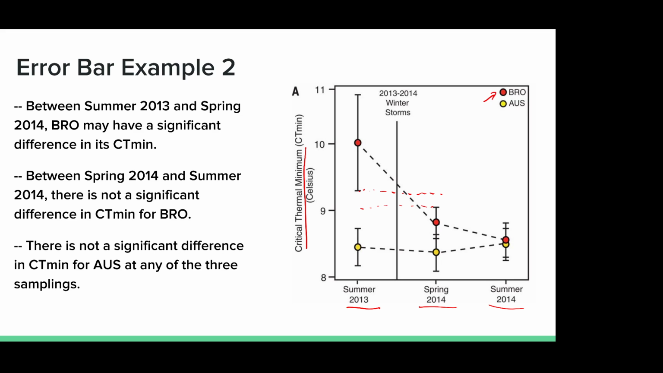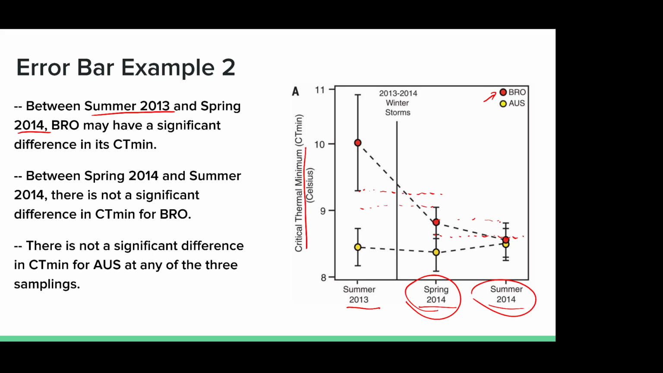As a consequence, that suggests that there is a difference between the BRO value for critical thermal minimum temperature, or CT-min, as compared to the critical thermal minimum as observed for the BRO group in summer of 2013. So my first statement here, between summer 2013 and spring 2014, is that the BRO group may have a significant difference in its CT min. Number two, between spring 2014 and summer 2014, those error bars overlap.